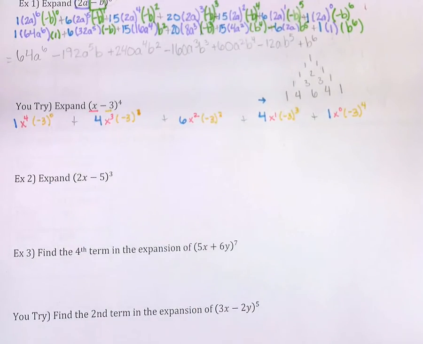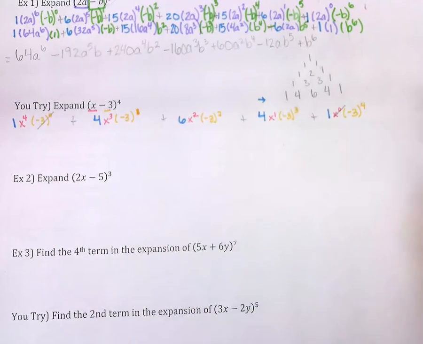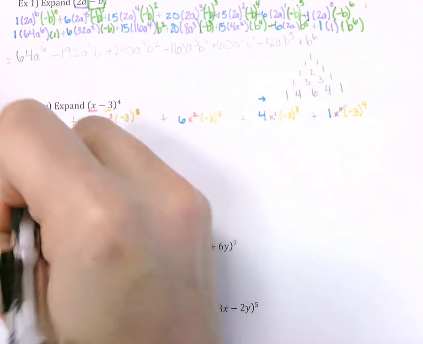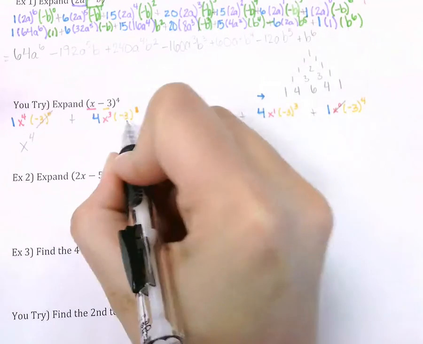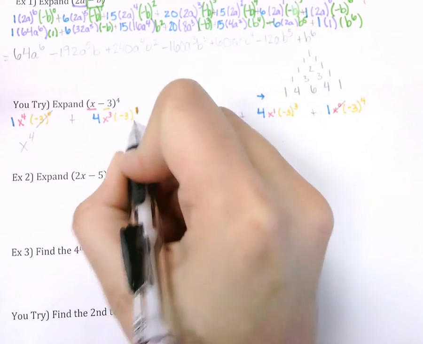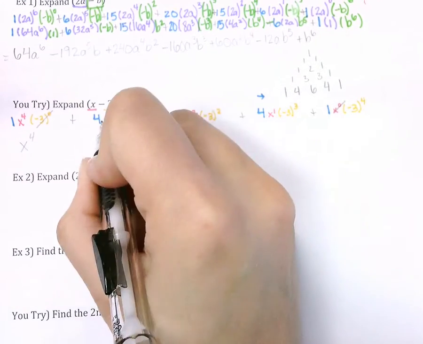I set it up. Then you're going to simplify. Anything to the 0 power is 1, so you can just disregard the things that are to the 0 power. For the first one, you're just going to get x to the 4th. For the second one, you want to make sure that you are doing negative 3 to the 1 power first, and then multiplying by 4, so that's going to be minus 12x cubed.